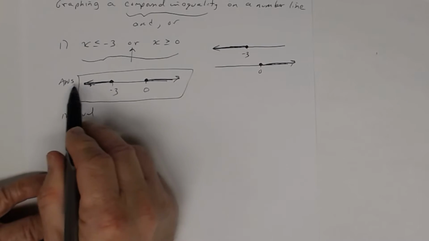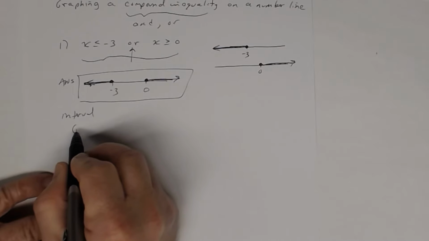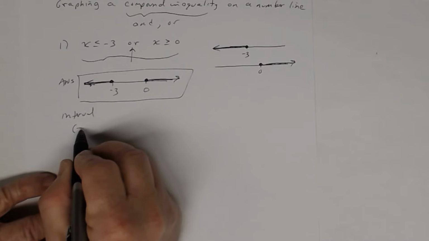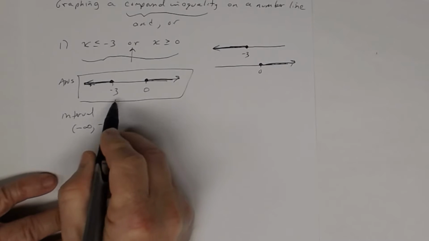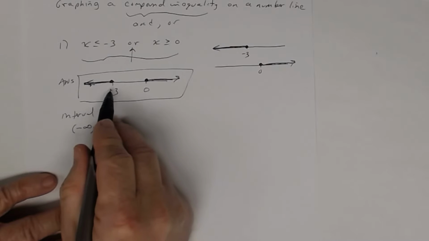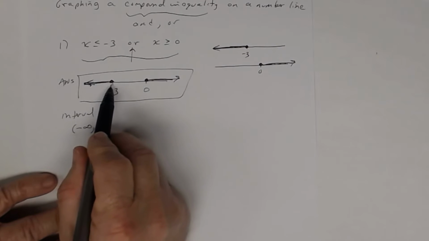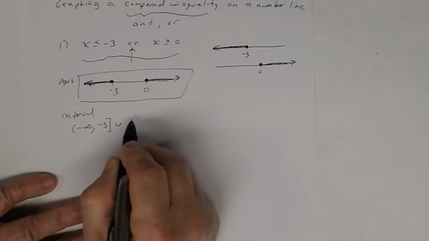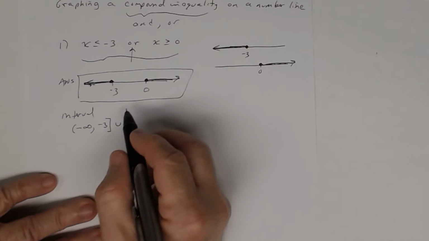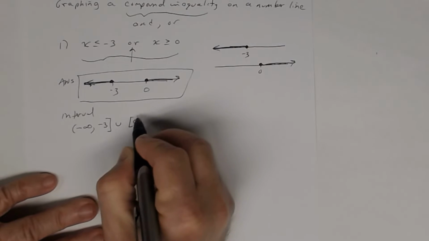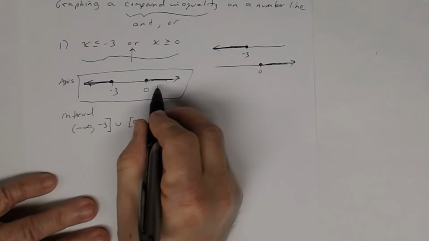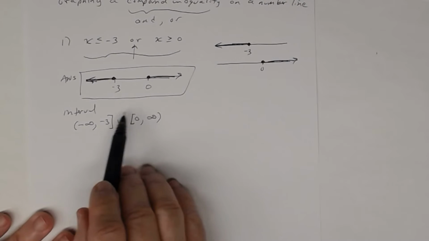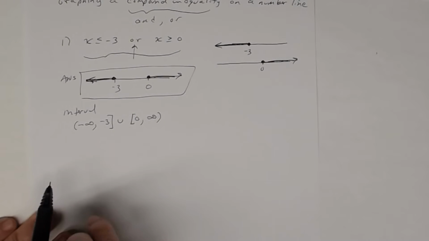This arrow is pointing towards that idea of negative infinity. Whenever you deal with infinity and negative infinity, you always use parentheses. So parentheses, negative infinity to -3 with a bracket, because of that equal sign, -3, closed circle, -3 is a solution. Union, the symbol U, and then union from bracket 0, bracket because of the equal sign, all the way to positive infinity. And so that's your solution in interval notation, and that's your solution as a graph.